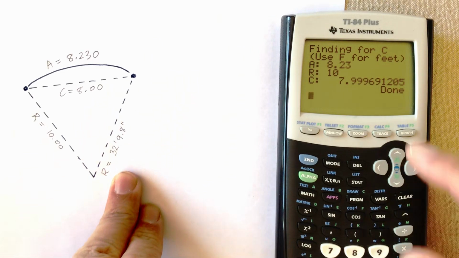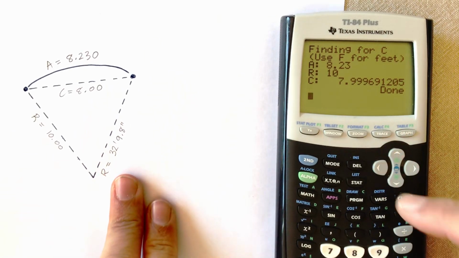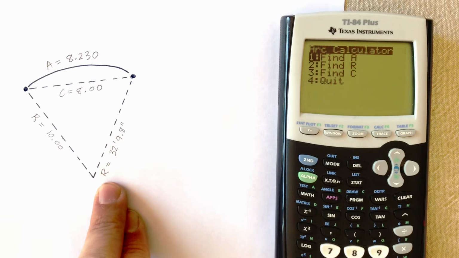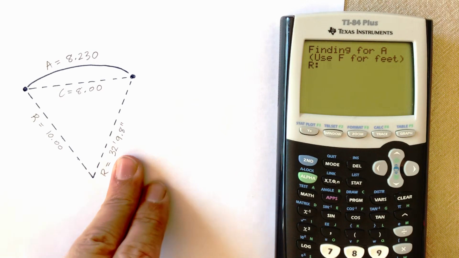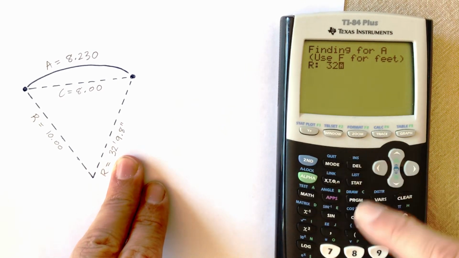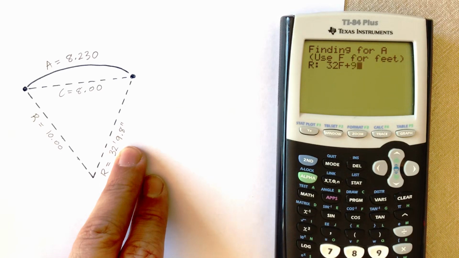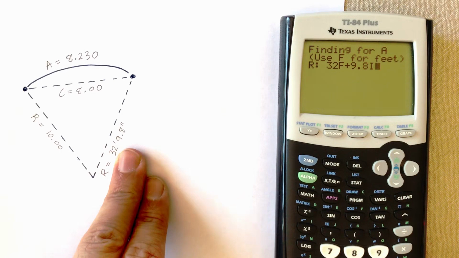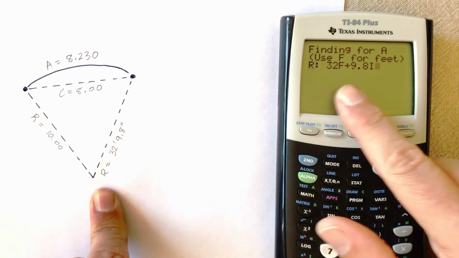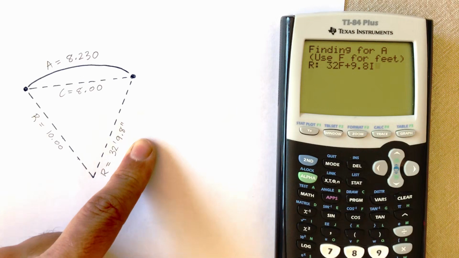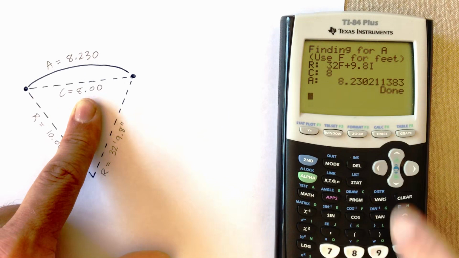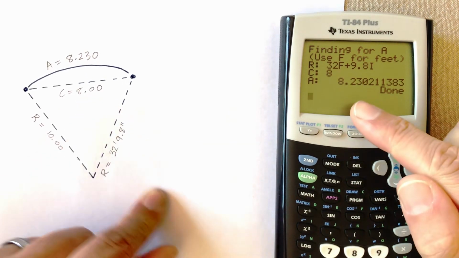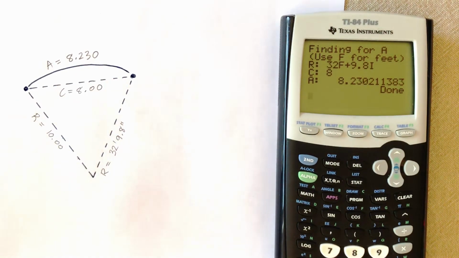And again, you can also put in feet and inches similar to how I've done previously. So if I want to find A, and my radius is actually in feet, so 32 feet plus 9.8 inches, I can just put it in like that, 32 feet, 9.8 inches, and a chord length of 8 meters, and it'll give me the result in meters. Again, 8.23, which is what I was expecting.